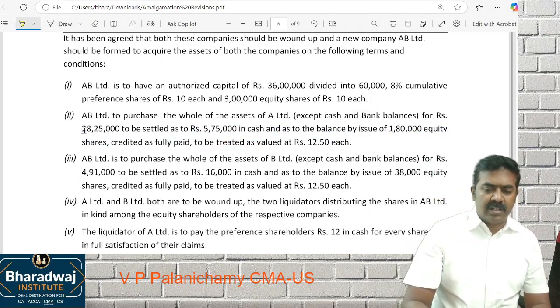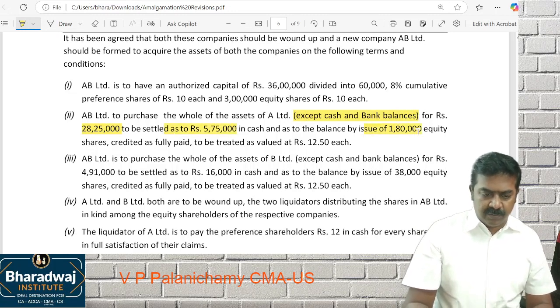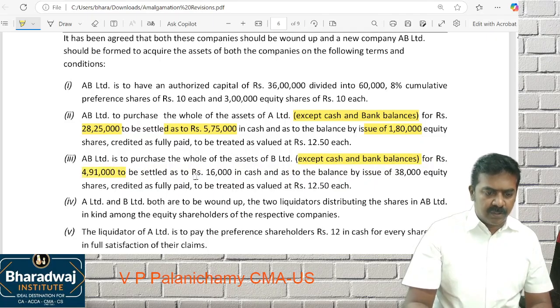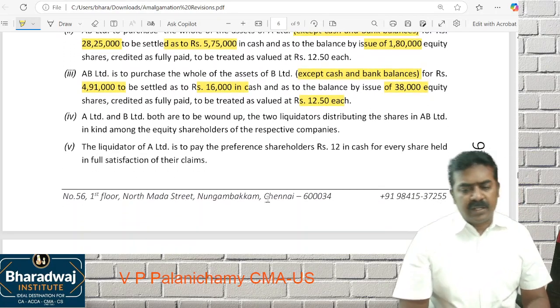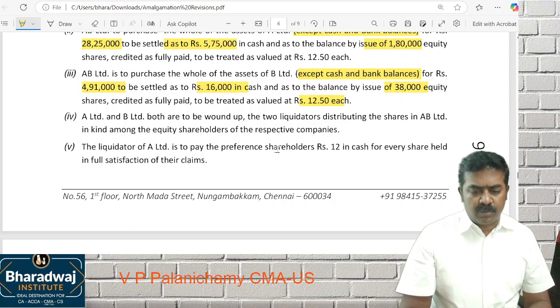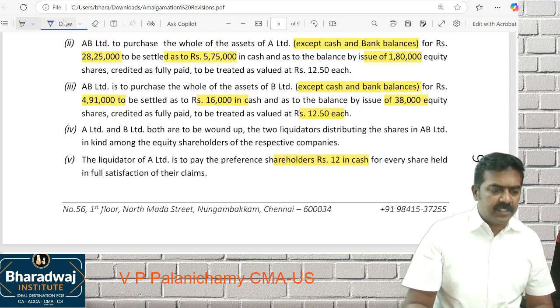Wait, are they taking over all assets? No. Assets except which one? We are going to pay 5 lakh 75,000 in cash, balance in equity shares. B Limited also, we are going to take over only assets except cash and bank balances for 4 lakh 91,000: 16,000 in cash, balance 38,000 equity shares of 12.5, which is given. Both will be wound up. The liquidator will distribute shares of AB Limited amongst equity shareholders. They will pay preference shareholders 12 rupees in cash for what? Every share held. This is in the books of which company?